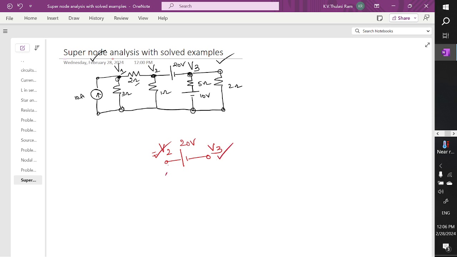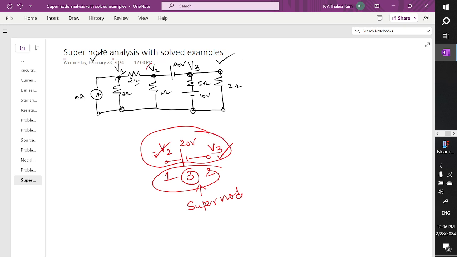Between two nodes, node 1 and node 2, you have an extra node. Due to this extra node, we are going to call this a super node. So this is called super node. Super is nothing but between the nodes we have one extra node. If anything is extra, then you are going to call this a super node. So between the two voltage sources V2 and V3, we are having one more voltage as extra. That's why these nodes are called a super node.